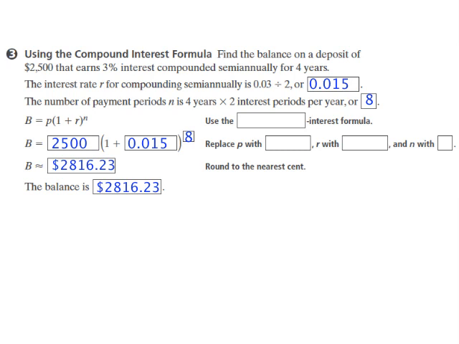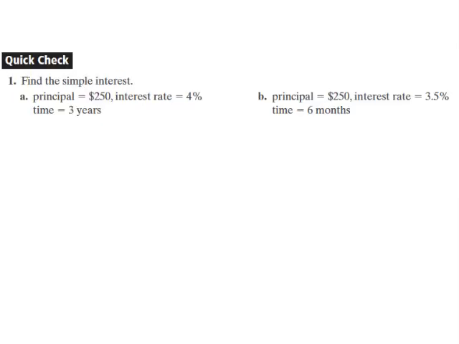Pause the video if you need more time to copy down the notes. Try quick check number 1A and B on your own. We're simply finding simple interest, so you're going to use the I equals PRT formula. Pause the video, try the problems. When you're ready, start the video again to check your work. Keep track of how well you do.